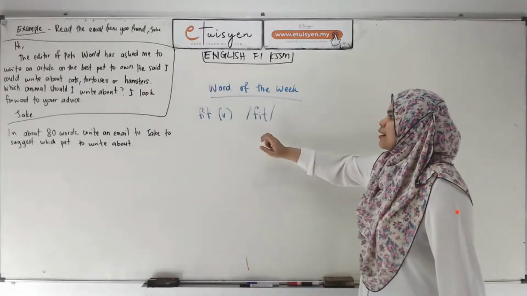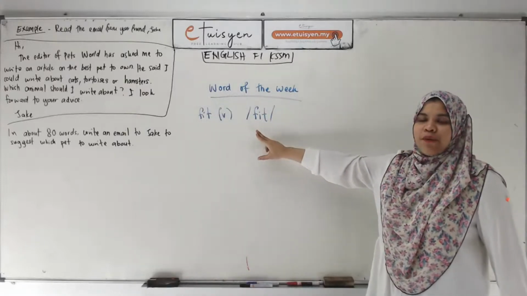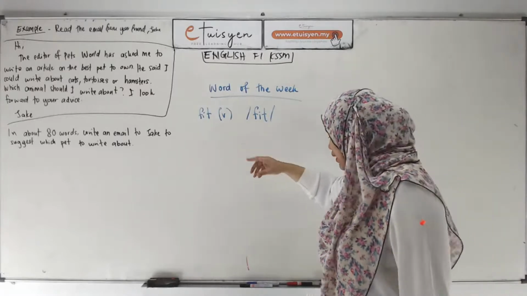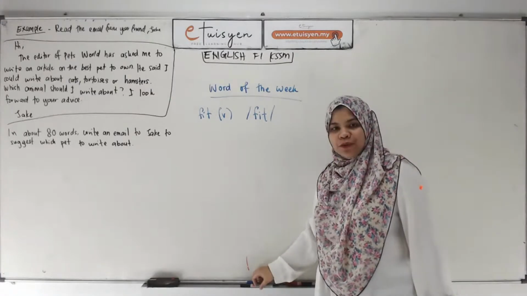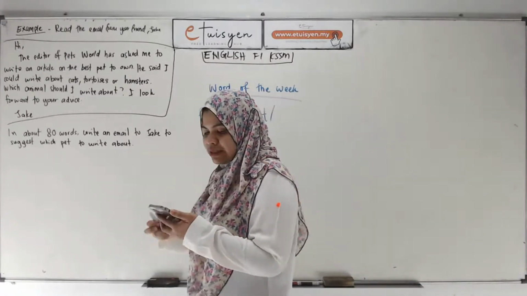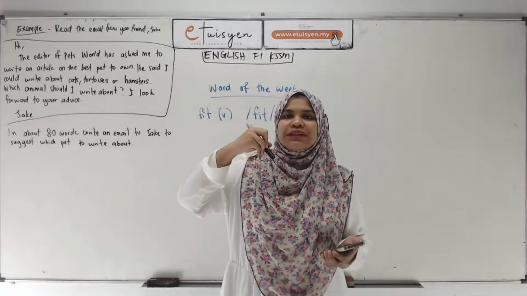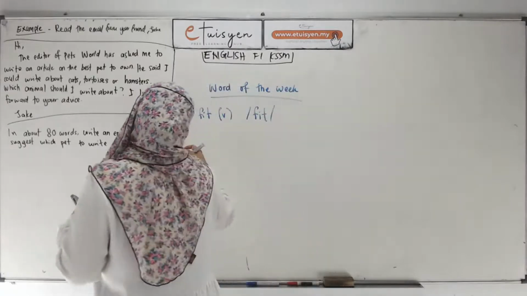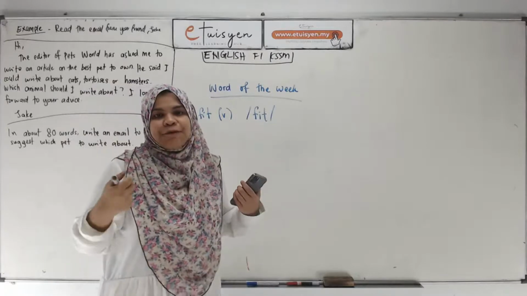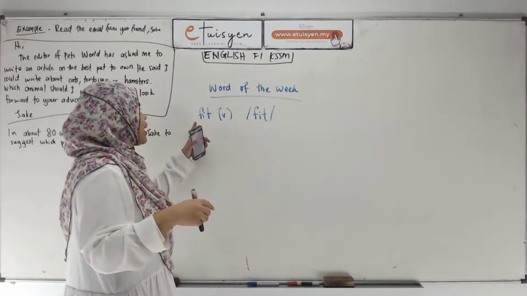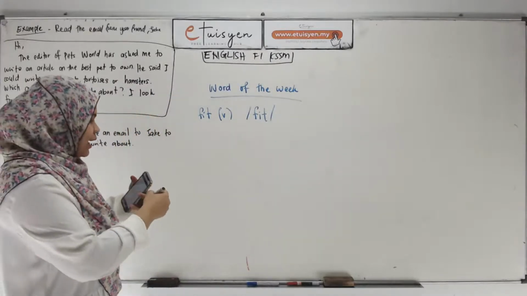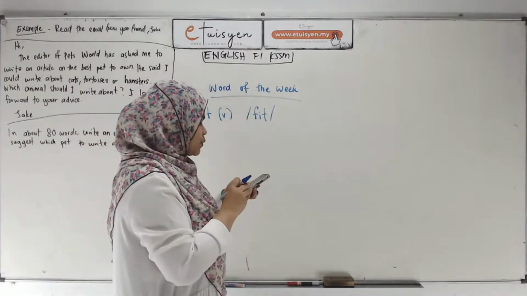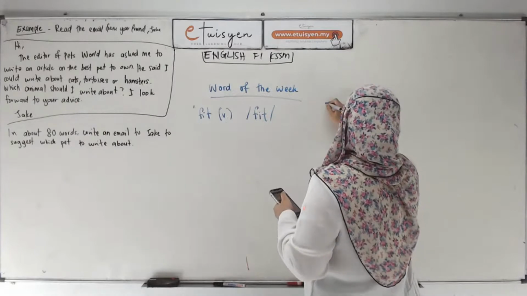Okay, so here, fit. The first one here that I wanted to share with you, when we use fit as a verb. Even as a verb ni pun ada a few ways, but what I will share with you is bila dia fit untuk terangkan pasal muat sesuatu size. Say for example you pakai baju and then dia fit, dia muat. So this is the first fit. Now, there is a second fit.